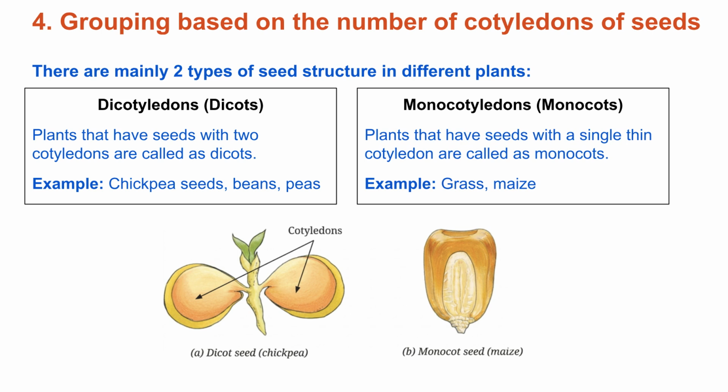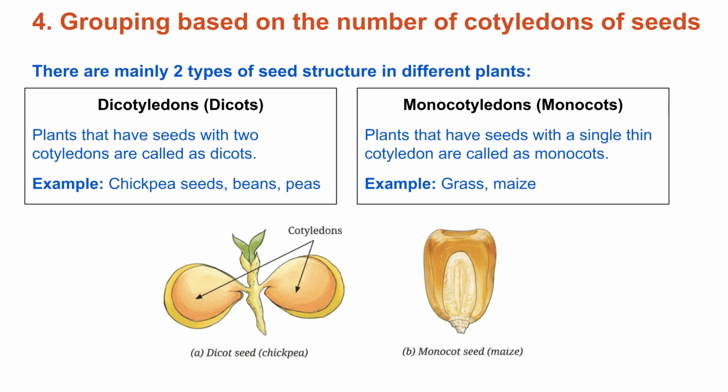One type of plants is called dicotyledons, or dicots in short form. They are those plants that have seeds with two parts. और ये जनरली बीन्स, चिकपी या मटर के प्लांट्स होते हैं, इनकी जो सीड स्ट्रक्चर है उसमें दो पार्ट्स हमें दिखते हैं. मटर में तो आप खाते भी हैं उनको.